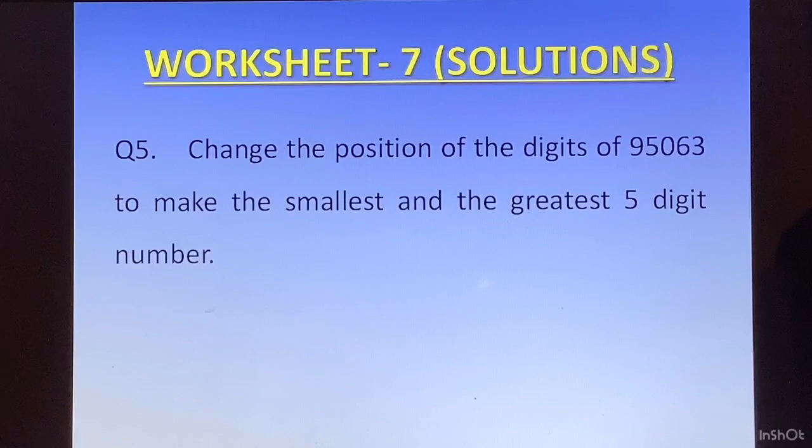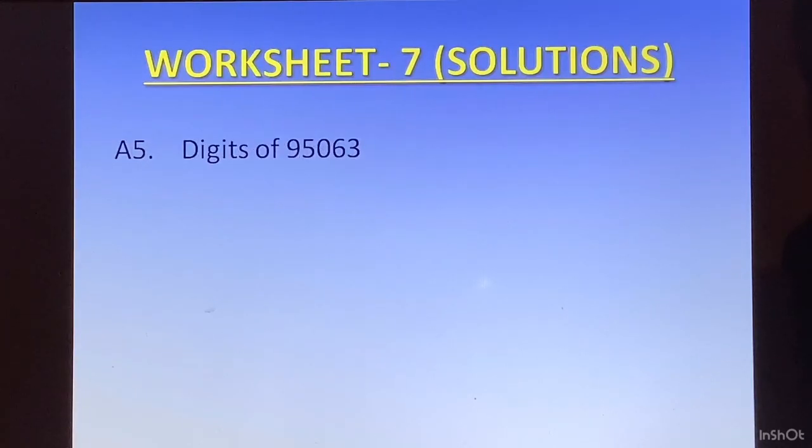Question 5. Change the position of the digits of 95063 to make the smallest and the greatest 5-digit number. We have the number as 95063. To make the greatest number, we have to arrange these digits in descending order. So after 9, instead of 5, we'll have 6, then we'll have 5, then 3 and then 0. So the number thus formed is going to be 96530.